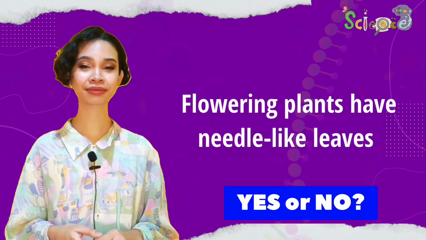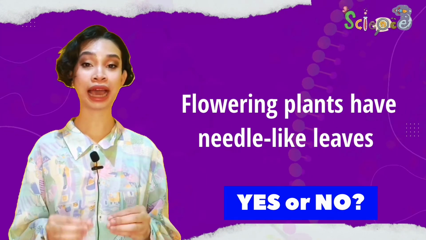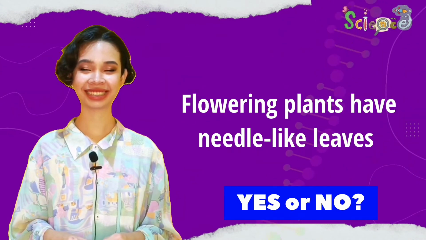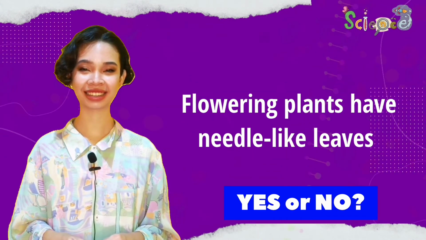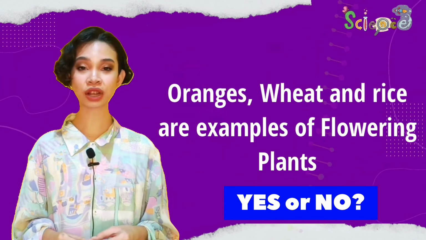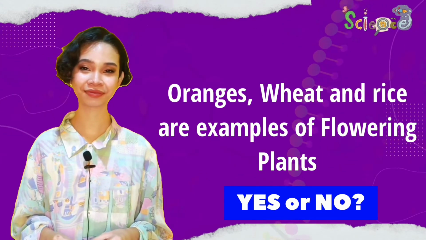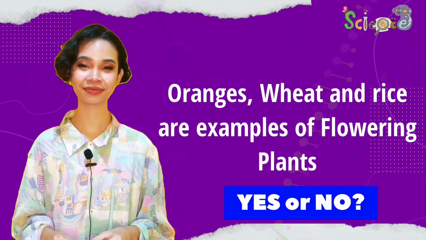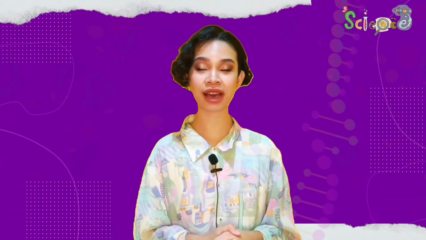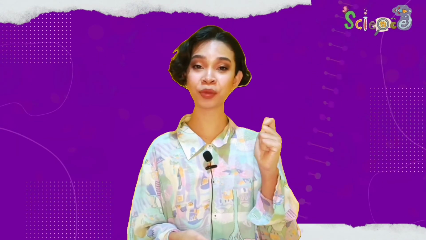Number 3, flowering plants have needle-like leaves. Yes or no? Last item, oranges, wheat, and rice are examples of flowering plants. Okay, time is up. I hope you have answered all four items of our assessment. Pen up, no more answering.